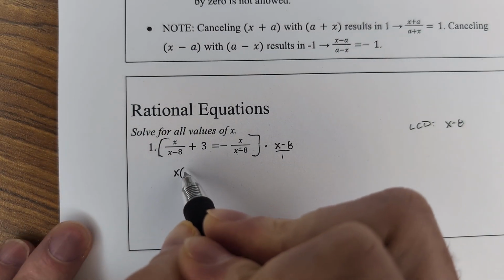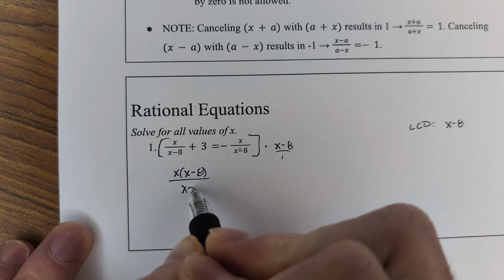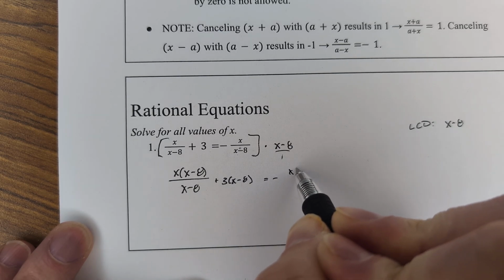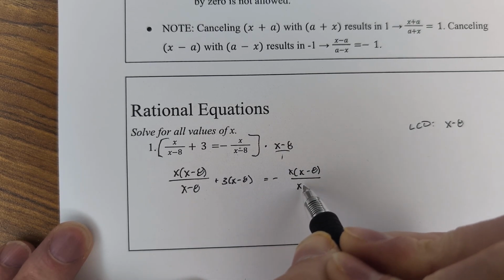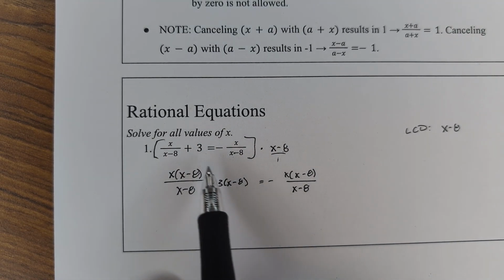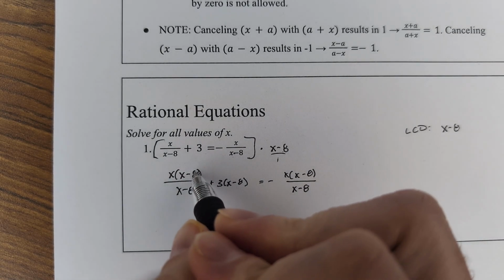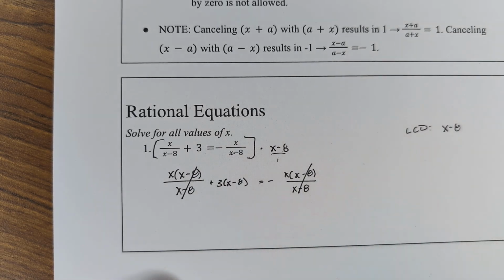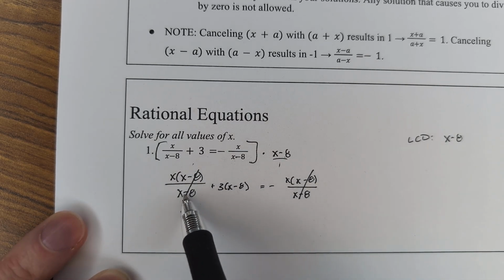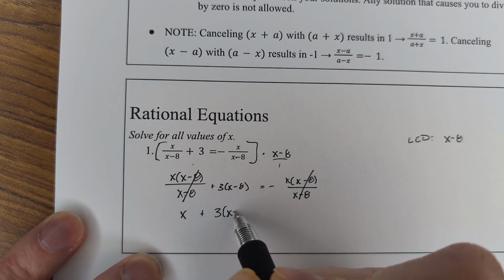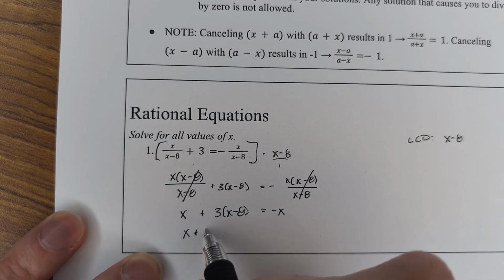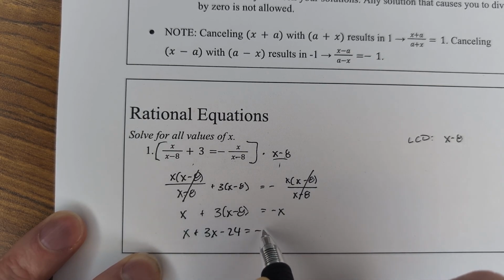So this first fraction becomes x times x minus 8 over x minus 8, plus 3 times x minus 8, equals -x times x minus 8 over x minus 8. So this x minus 8 multiplies everything inside, tops of fractions, numbers. Then we cancel: x minus 8's top and bottom there, x minus 8's top and bottom there. So this first fraction is just x, because the x minus 8's are gone. This is 3 times x minus 8, and this is just -x. So now it's just clean up. So x plus 3x minus 24 equals -x.